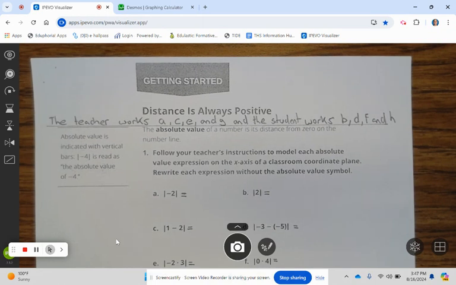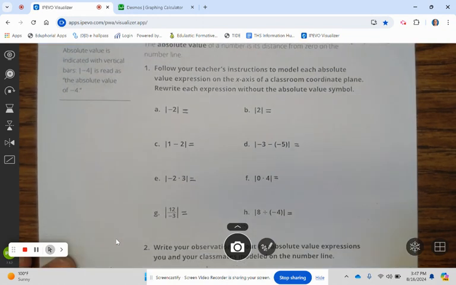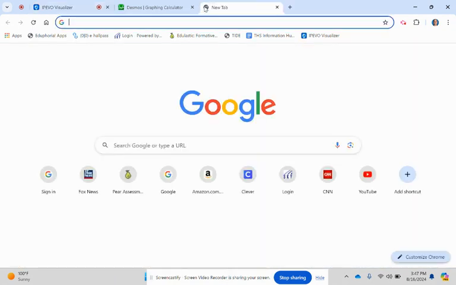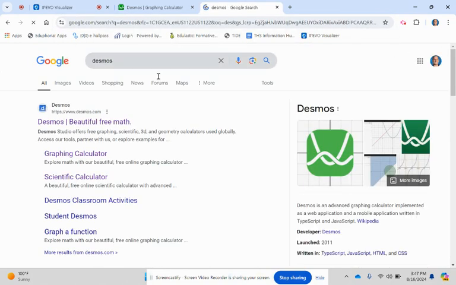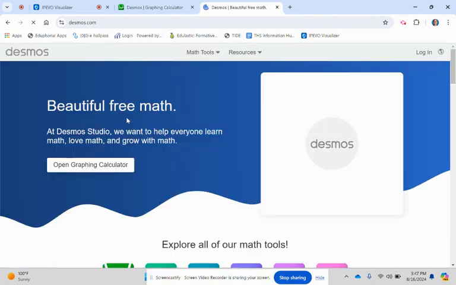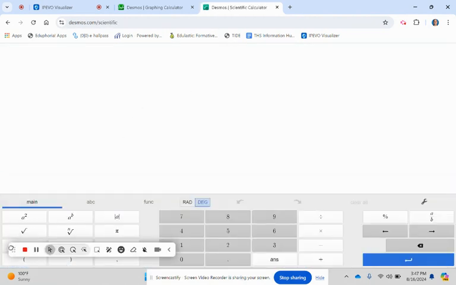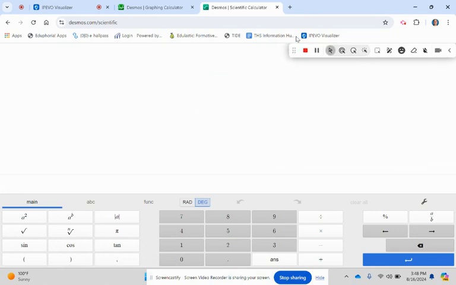All right, distance is always positive. The teacher works A, C, E, and G, and the student works B, D, F, and H. Okay, so let's go ahead and do that, and let's go ahead and use Desmos. So let me open another tab. Scientific calculator. Let's get this out of the way.